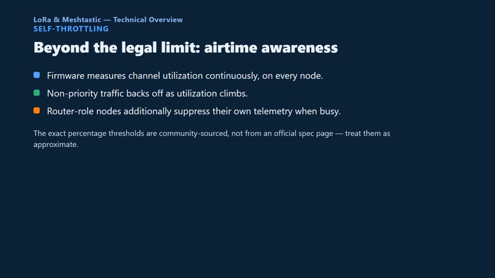On top of the legal limit, Meshtastic firmware also self-throttles based on measured channel utilization, independent of region, to protect mesh health from any one talkative node. Developer and community sources describe non-priority transmissions getting delayed once channel utilization climbs past roughly a quarter, with router role nodes further suppressing their own telemetry above roughly 40%.